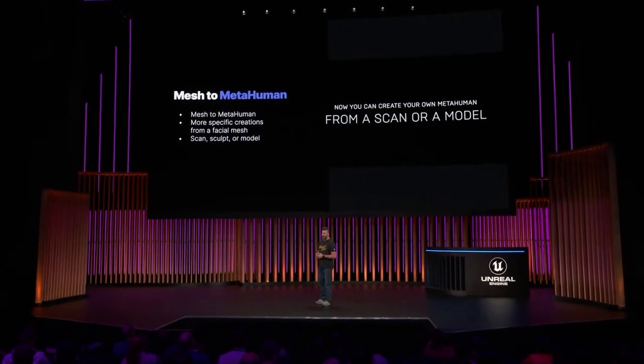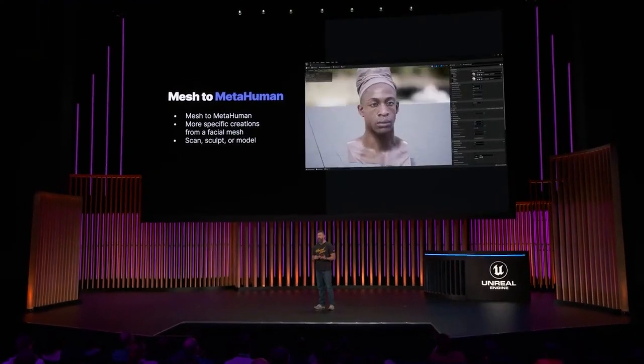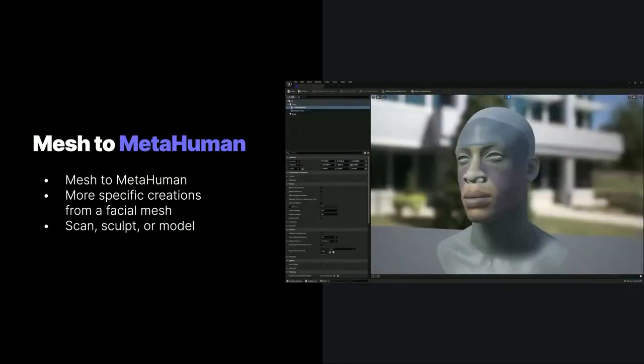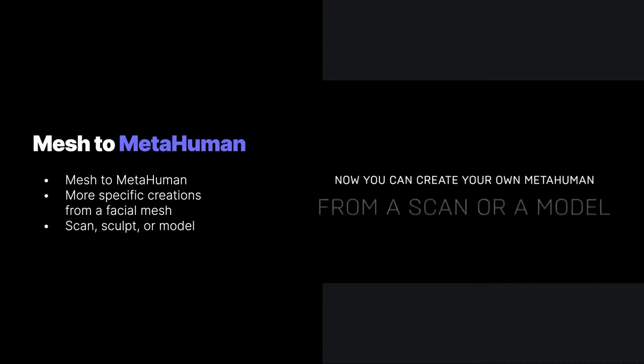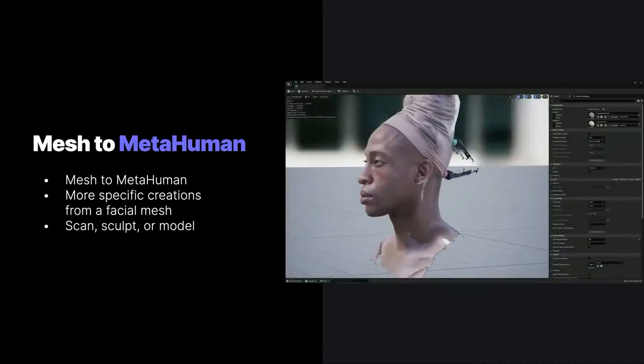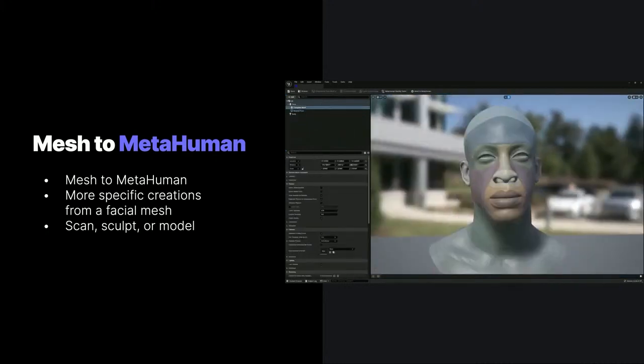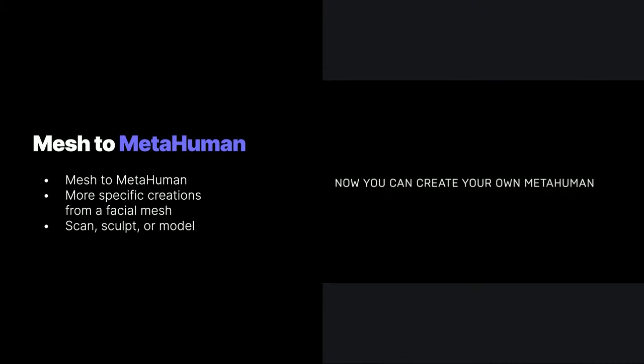The MetaHuman plugin for Unreal includes Mesh to MetaHuman, which is an exciting feature that enables you to turn a custom mesh created by scanning, sculpting, or traditional modeling methods into a fully rigged MetaHuman. After converting your mesh, you can further refine your character in the MetaHuman Creator.